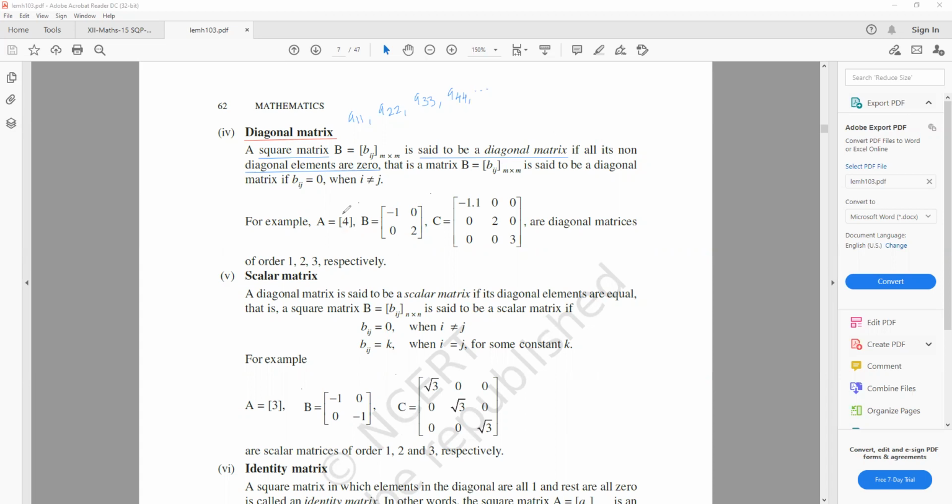Now, look at the first example, 4. There is only one element, which is A11, that is a diagonal element. There is no other element, so automatically it is a diagonal matrix. Second, look at the 2 by 2 matrix: minus 1 and 2 are the diagonal elements, they are non-zero, and all the rest are 0. And here, if you see, minus 1 by 2, 2, 3.